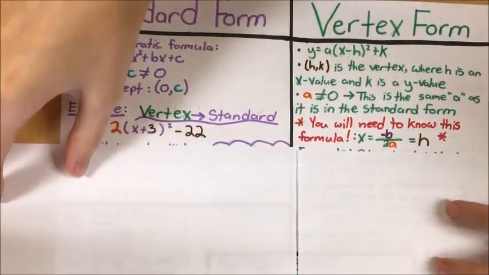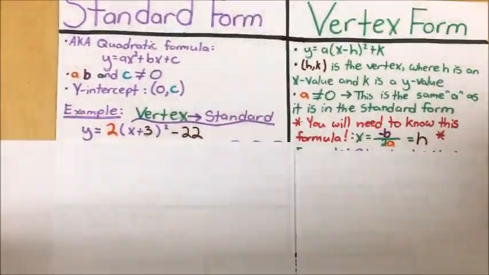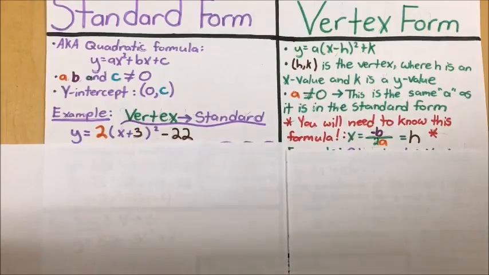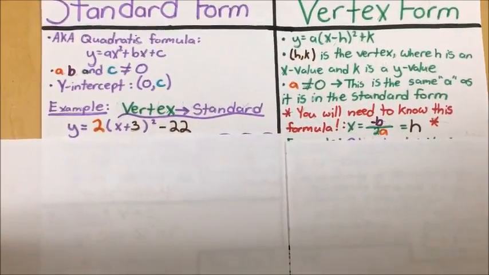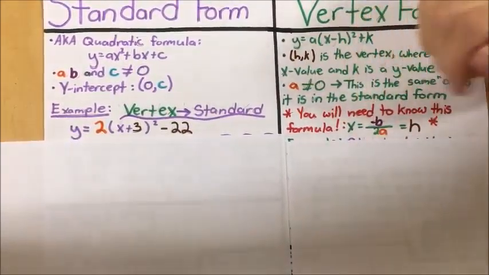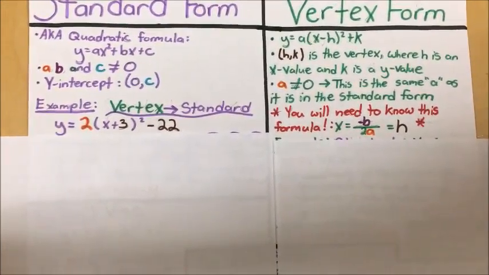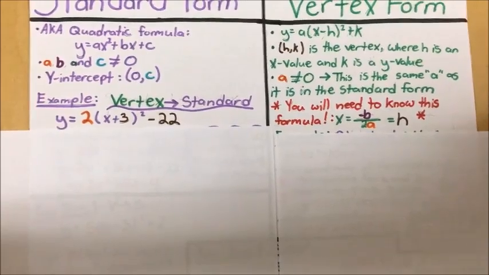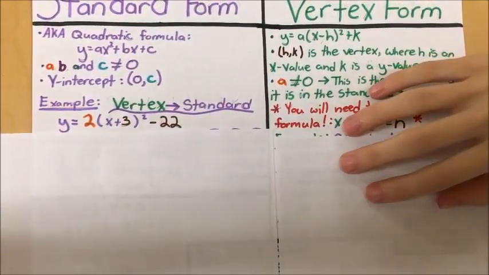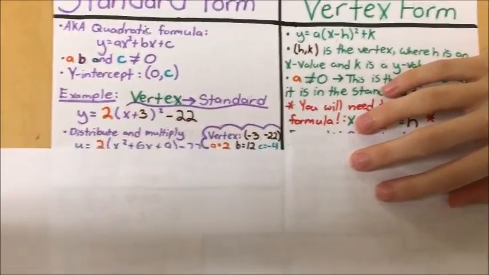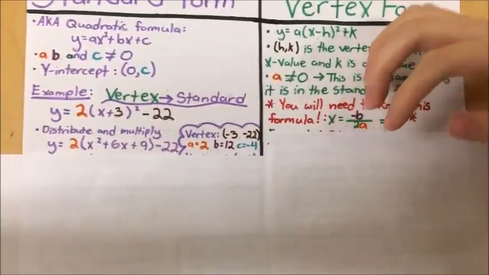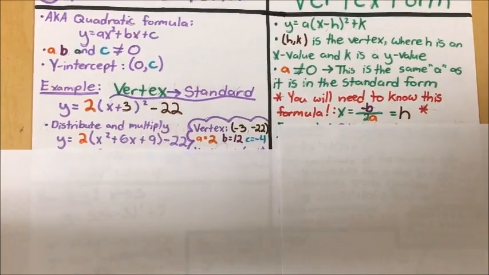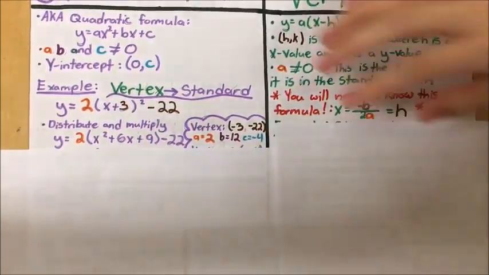standard form real quick. Okay, so for standard form, we'll do vertex to standard. So the equation is y equals 2 times x plus 3 squared minus 22. Now our goal here is to find standard form as well as the y-intercept, a, b, and c, and the vertex. So we will distribute and multiply. So we'll basically just be expanding this. So it'll be 2 times x squared plus 6x plus 9 minus 22.